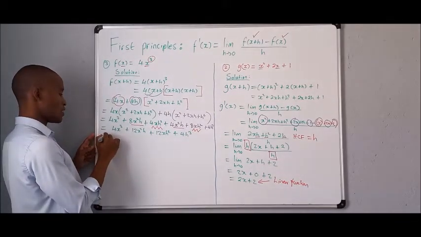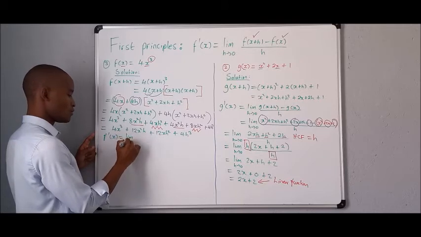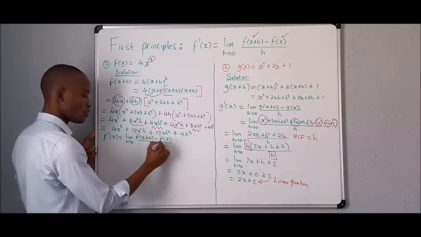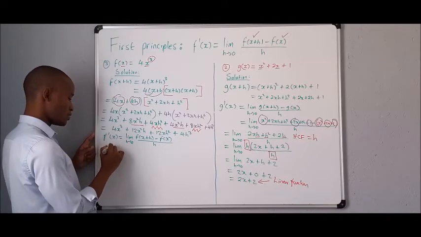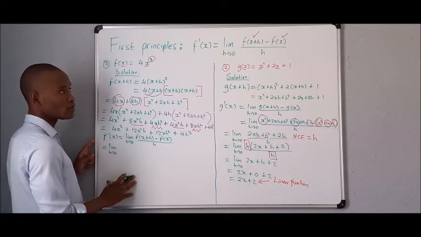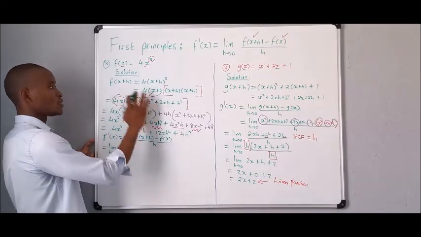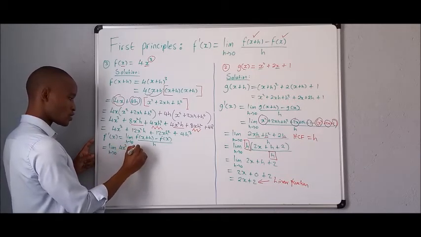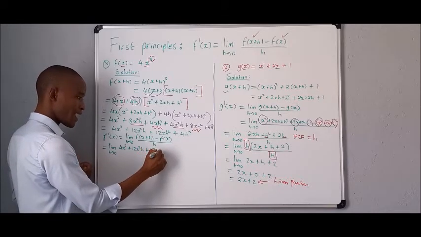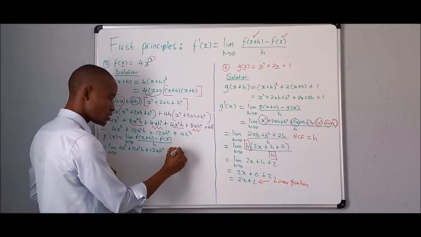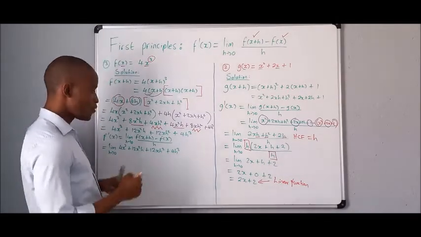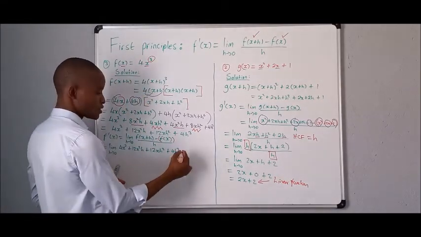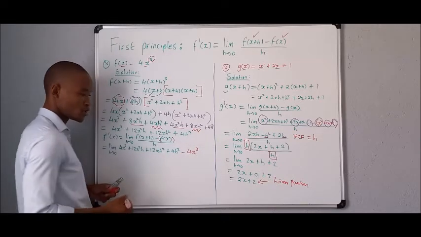So let's start. We have f prime of x equal to the limit as h approaches 0 of f of x plus h minus f of x, all over h. Now this becomes the limit as h approaches 0. Of course, this expression represents f of x plus h. So this becomes 4x cubed plus 12x squared h plus 12xh squared plus 4h cubed. Now we come here, minus the expression for f of x. It's just a monomial and it's positive, so it's just minus 4x cubed.